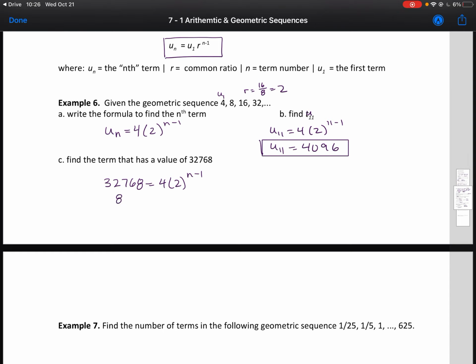So first thing that I would do is divide by 4. And then I'm going to take the log of both sides. What that allows me to do is bring the n minus 1 down in front. So I've got log 8192 is equal to n minus 1 times log of 2, just like we solved those probability equations way back in Unit 4. Then by dividing both sides by log 2 and adding 1, I'm going to find that my term value is 14.